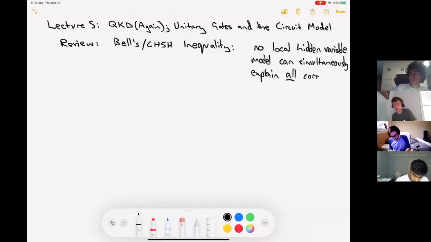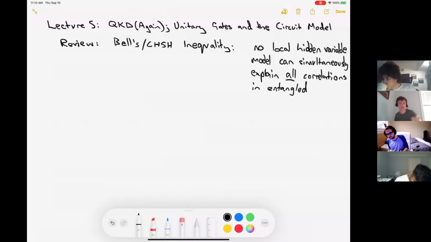If you know in advance what the measurements are going to be, then you can choose your hidden variables in order to explain the correlations in those particular measurements. But as long as the people doing the measurements are free to choose the measurements that they like, what basis they want to measure, there is no way to explain the results with a classical realist theory that is also local and doesn't have information traveling faster than the speed of light.